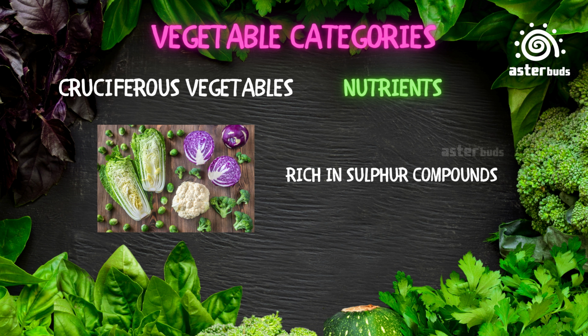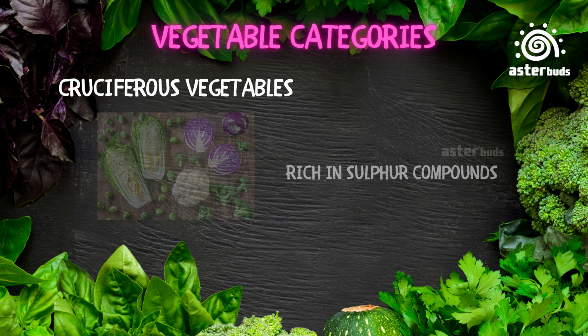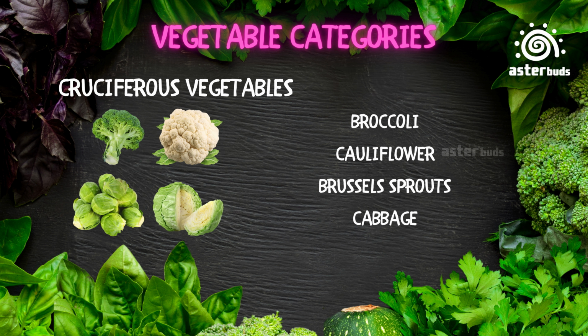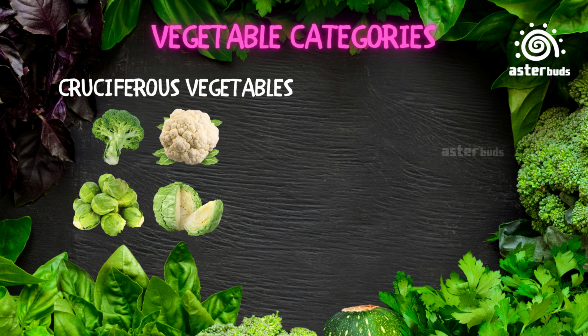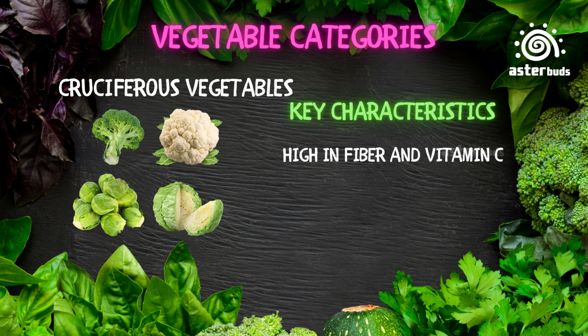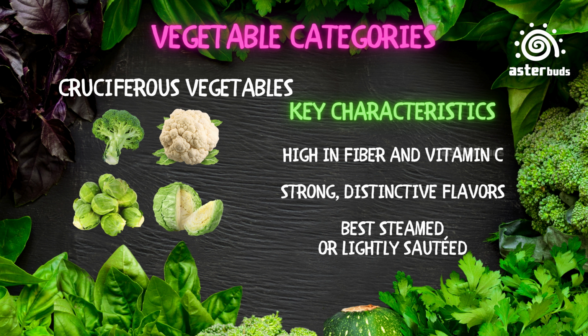Cruciferous vegetables. Cruciferous vegetables belong to the cabbage family and are rich in sulfur compounds, which may have cancer-preventive properties. Examples of cruciferous vegetables are broccoli, cauliflower, Brussels sprouts, cabbage, etc. Cabbage belongs to the cruciferous family, Brassicaceae. However, it is also categorized as a leafy vegetable because its primary edible portion consists of its leaves. Key characteristics: high in fiber and vitamin C. Strong, distinctive flavors. Best steamed or lightly sautéed.